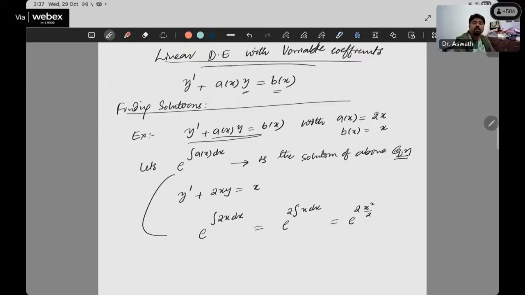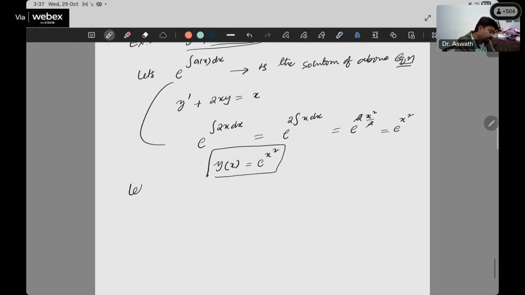You just for the time being don't worry about the limits. So okay, what is the result? Exponential x square. Okay, right? So now let's see whether y of x, if this is a solution, is going to satisfy our equation or not. Let's check for y of x for the above equation. Okay, let's check that.